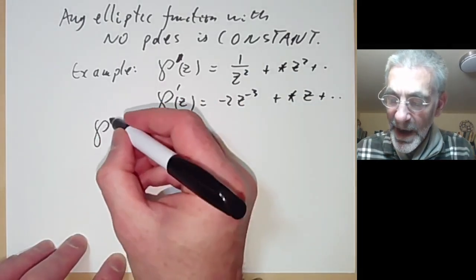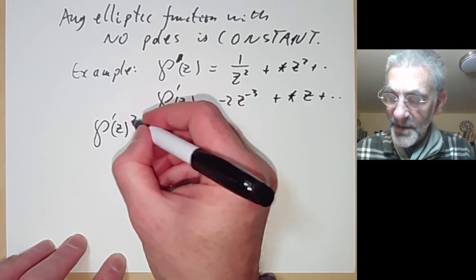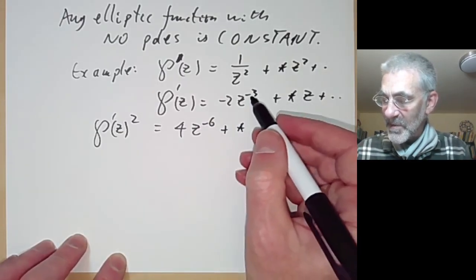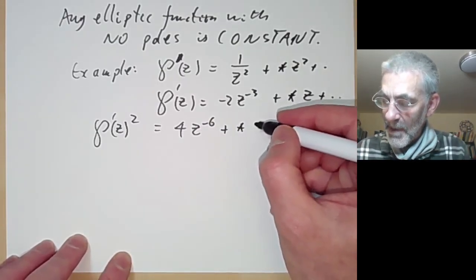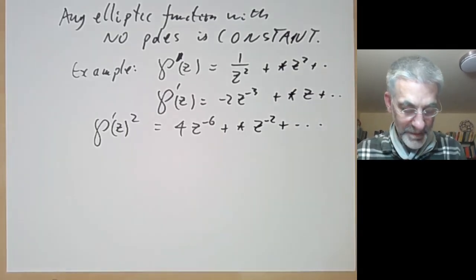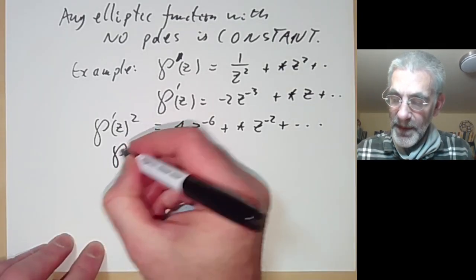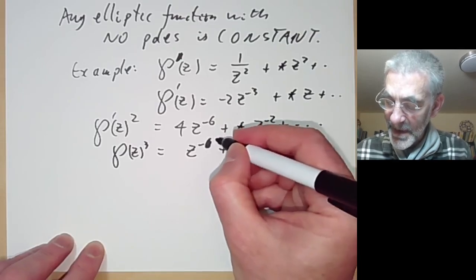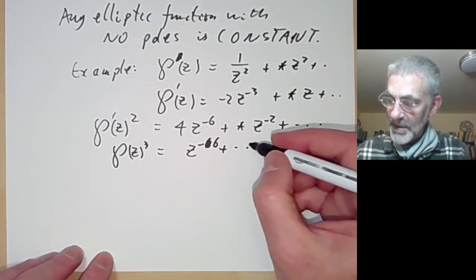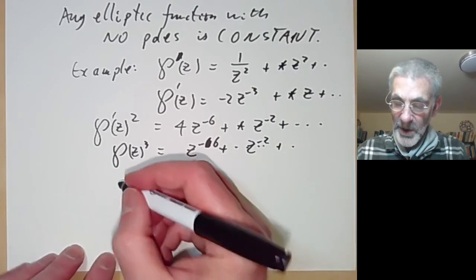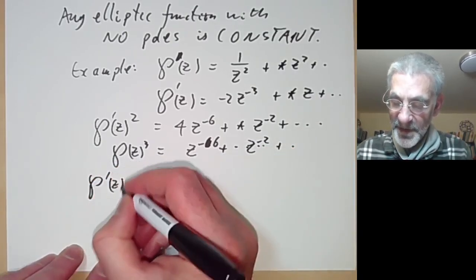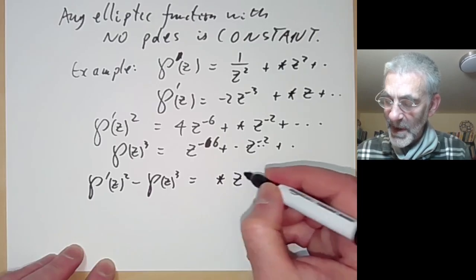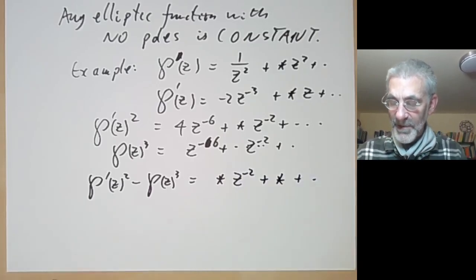First of all, we take the square of the derivative of the Weierstrass function. So this is going to be 4 z to the minus 6 plus something times z to the minus 2 plus higher powers. And the cube of the Weierstrass function is equal to z to the minus 6 plus something z to the minus 2 plus whatever. So if we take the derivative of the Weierstrass function squared minus the Weierstrass function cubed, this is going to be something times z to the minus 2 plus something plus higher powers.